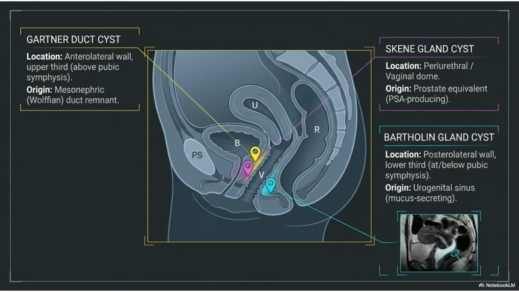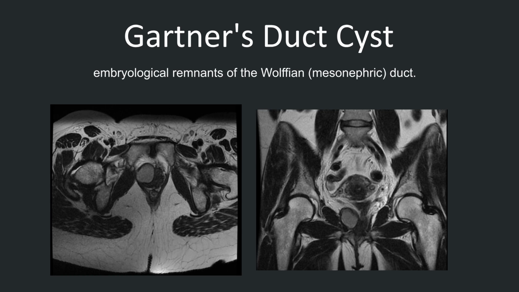Common vaginal cysts include the Gartner duct cyst from the mesonephric duct remnant, the Skene gland cyst, which is a prostate equivalent, and the Bartholin gland cyst from the urogenital sinus. Gartner's duct cysts are remnants of the Wolffian duct. These axial and coronal T2-weighted MRI images illustrate a typical presentation of this type of cyst.